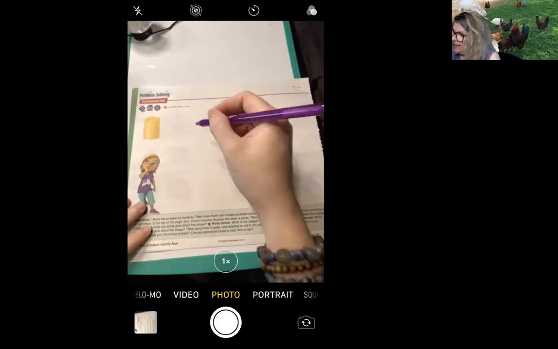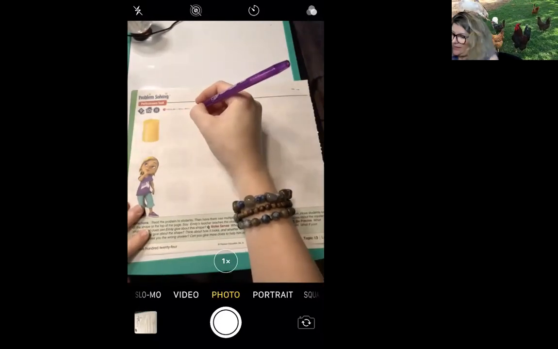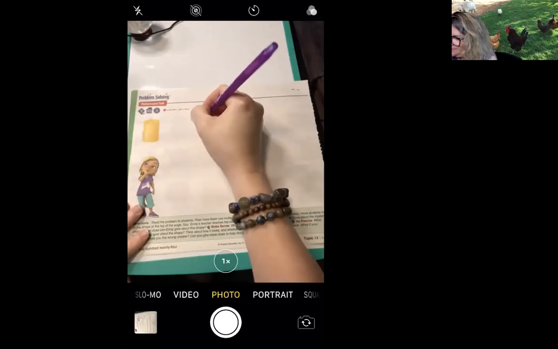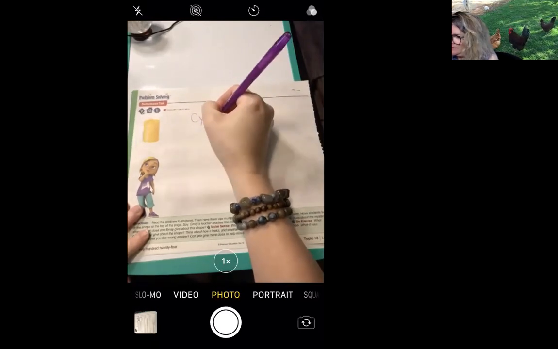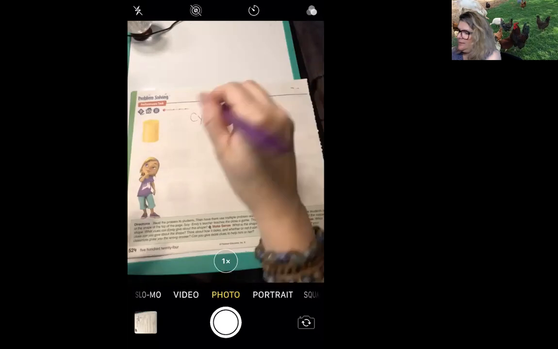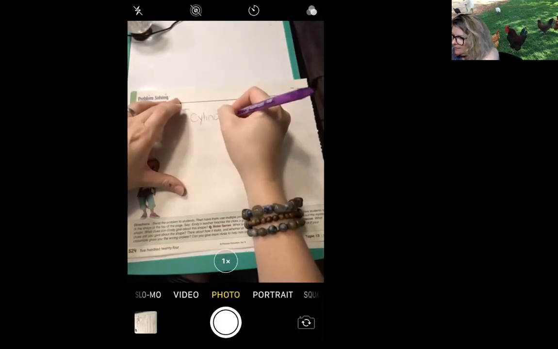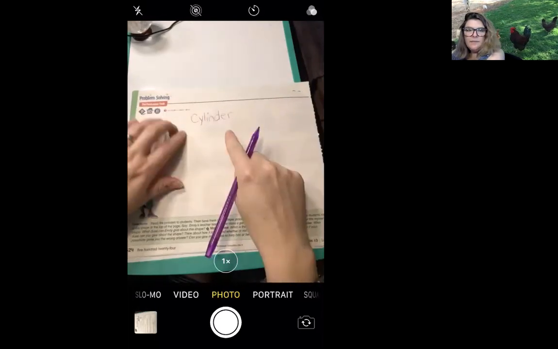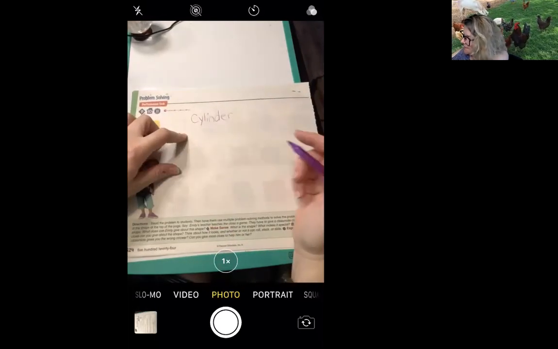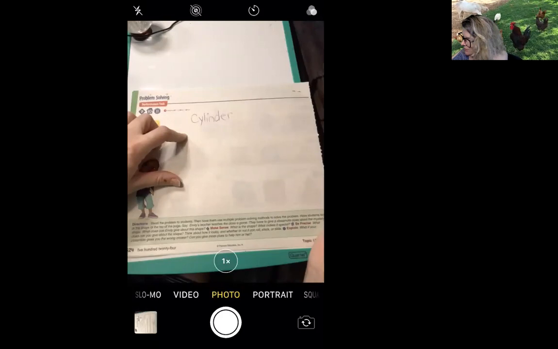All right, so what is this shape? It's a cylinder. Okay, so I'm gonna write cylinder here, okay? So you can copy it. This is a cylinder. Oh, I need more crayon. Here we go. All right, so it's a cylinder. And what makes it special? What makes the cylinder special, do you think?